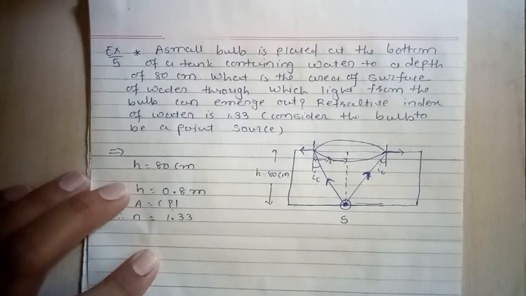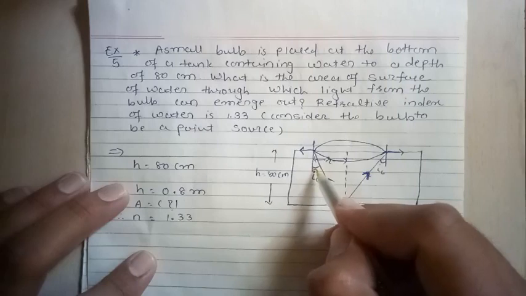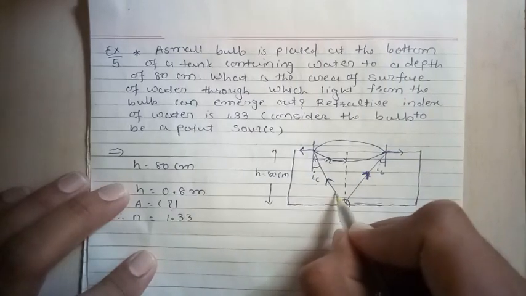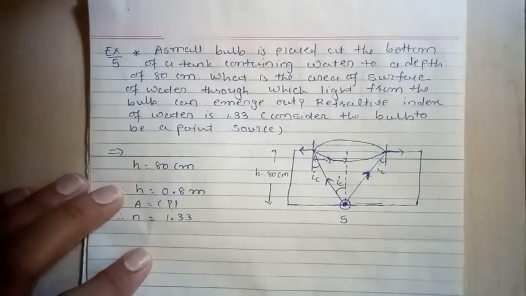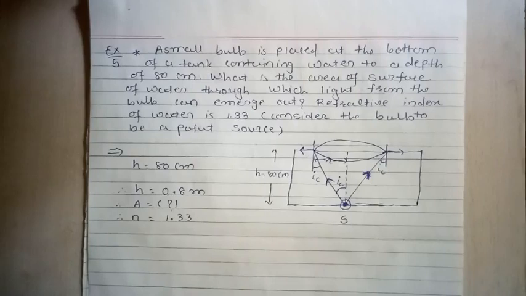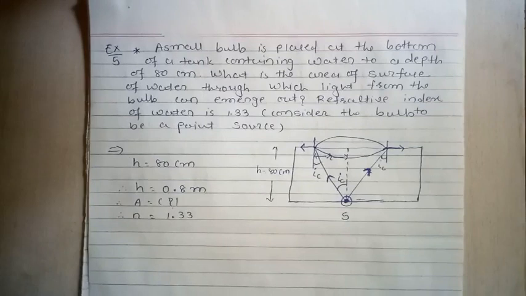Now here you can see this. So if this angle is the critical angle IC, then this is also IC, right? So friends, we have to find out the area, and we know this is circular, so the area of a circle is pi r square. We know that pi is equal to 3.14, but we don't know the value of r, right? So first of all we have to find out r.